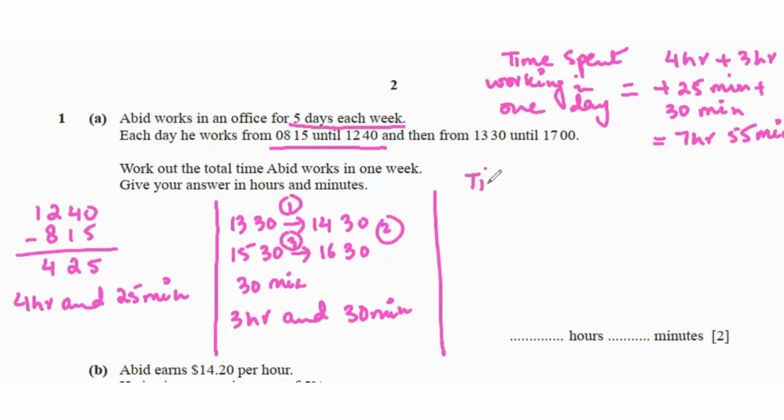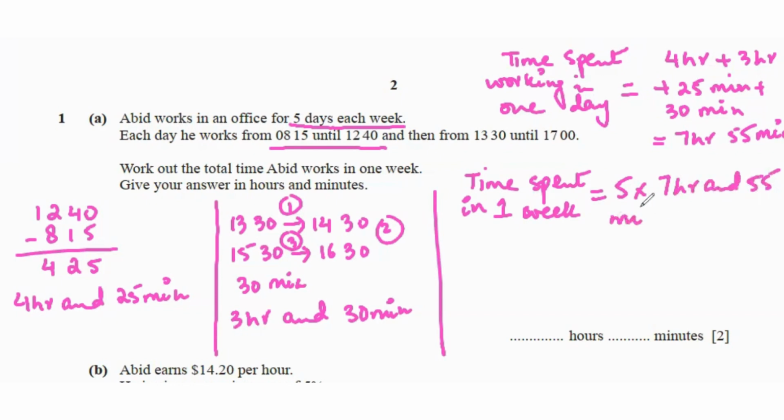So time spent in 1 week is going to be 5 times 7 hours and 55 minutes. So we're going to do 5 times 7 plus 5 times 55, going to be 35 plus 275. So we have 35 hours and 275 minutes right now.